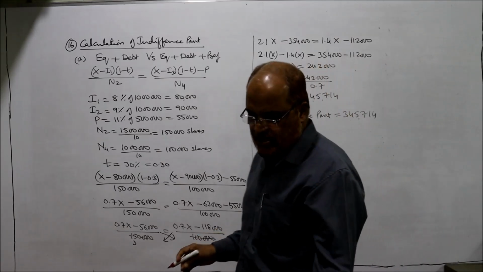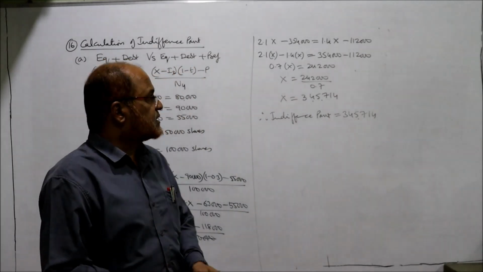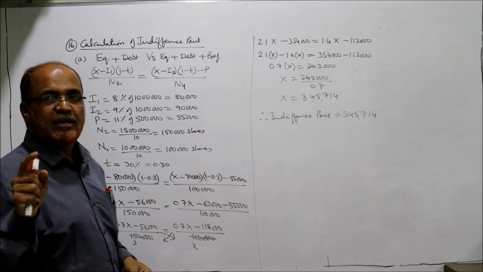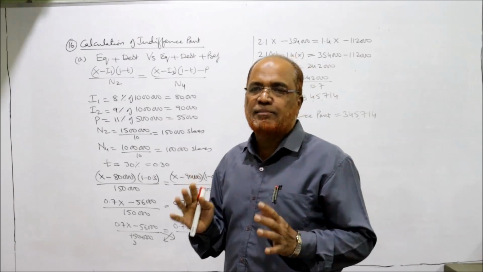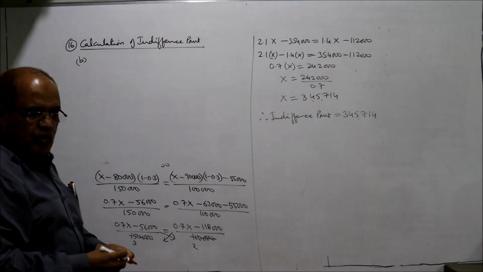3,45,714. First bit completed. Remember, it requires your mathematical aptitude. You should be a little bit fast in making the calculations in B bit. What is there in the B bit?